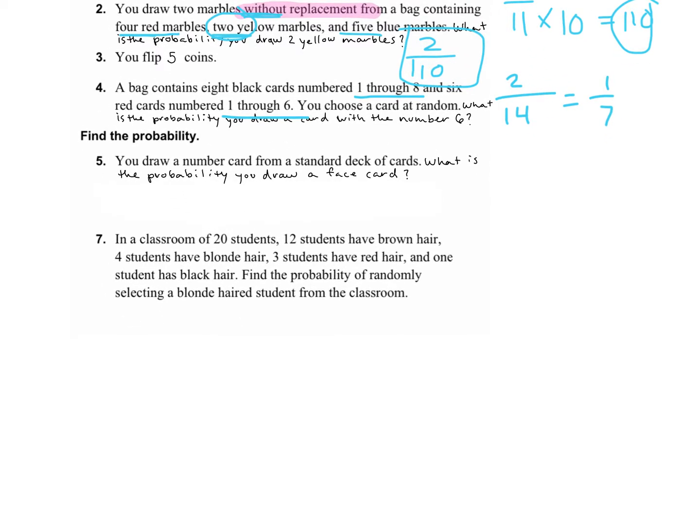Number 5, you draw a number card from a standard deck of cards. What is the probability that you draw a face card? This one, again, a little tricky just because you have to know how many cards are in a deck and how many face cards you have. So there's 52 cards total in a deck. And face cards are Jack, King, and Queen. Jack, Queen, King. And we have 4 for each suit, so that would mean we have 12 face cards. And we can simplify this. 4 goes into 12 and 52 3 times, so 3 out of 13.